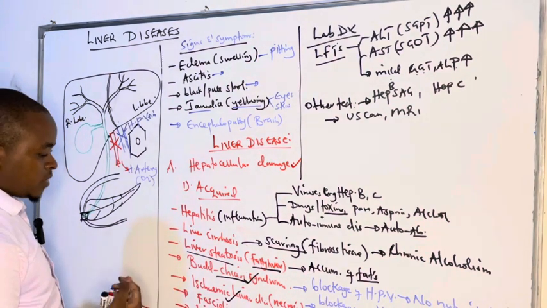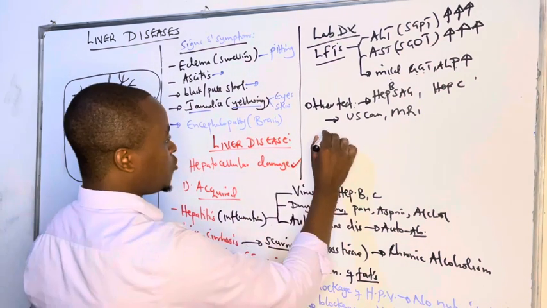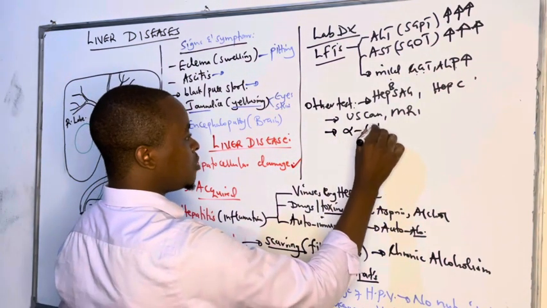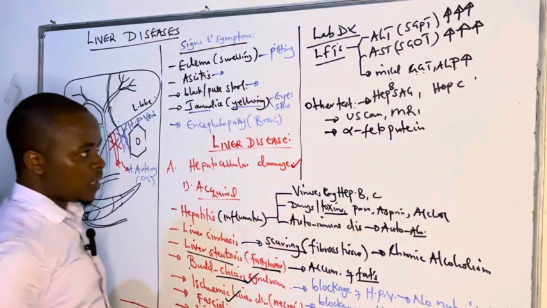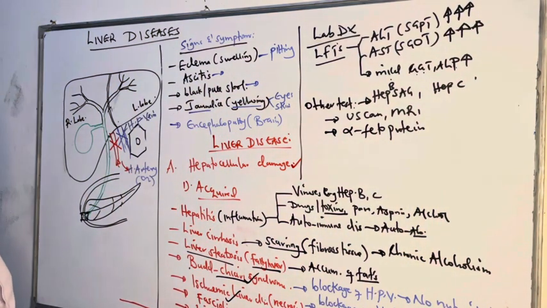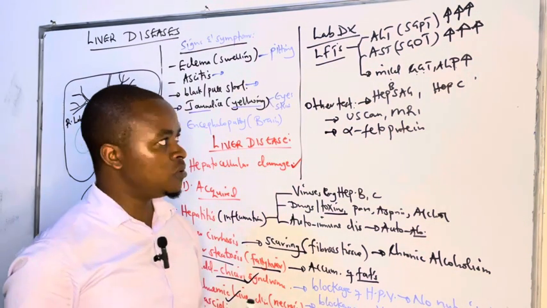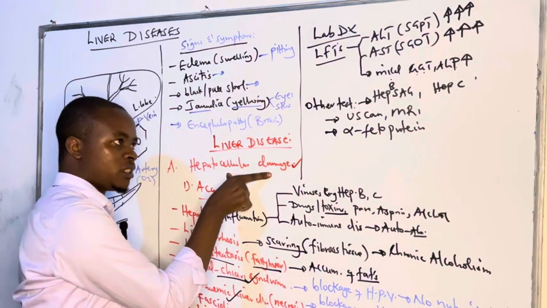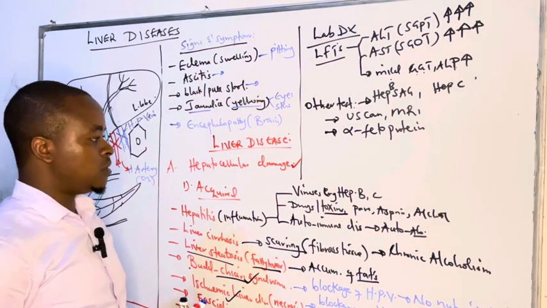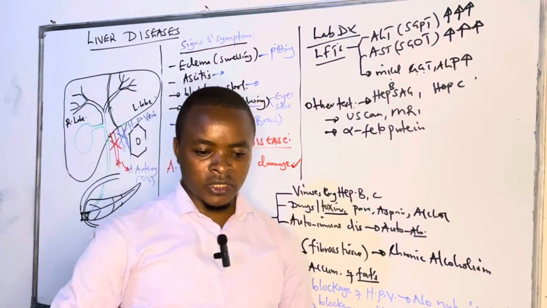Other tests you can do, we mentioned alpha-fetoprotein, which you can do to rule out liver carcinoma, plus many other tests that we can do to rule out these acquired causes of hepatocellular damage. These are tests we can do.